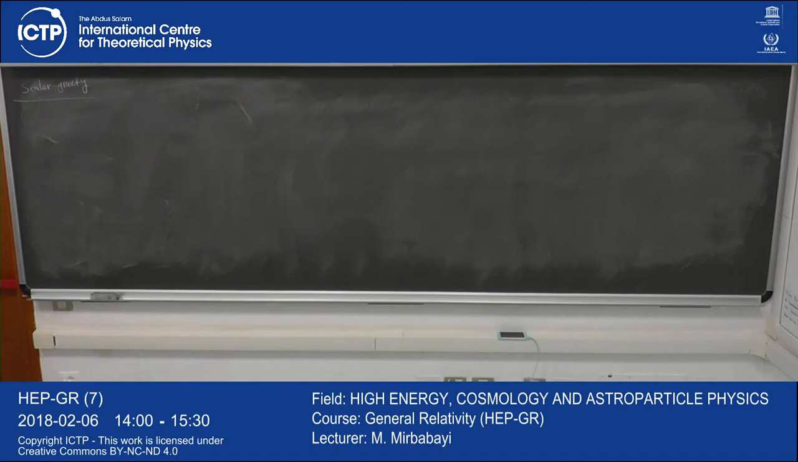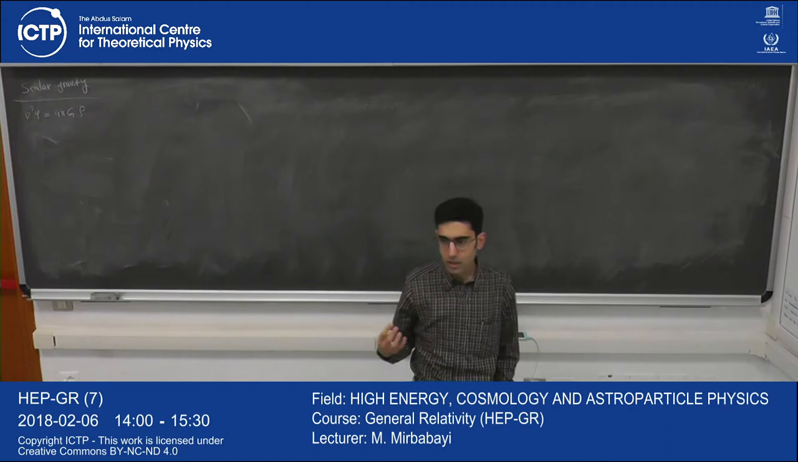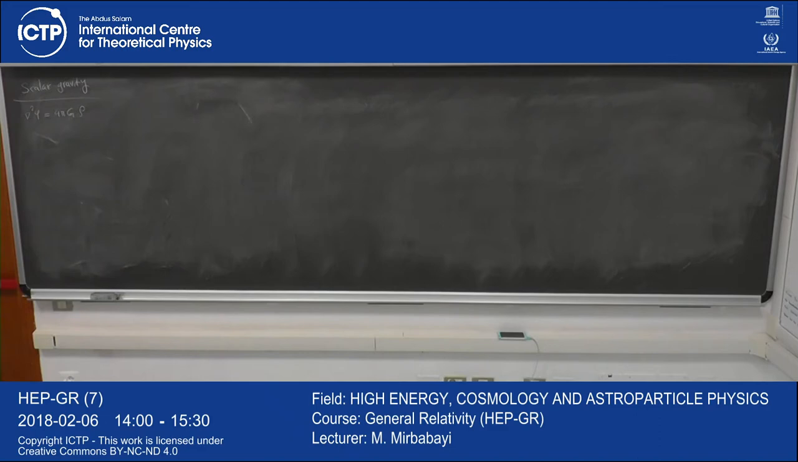So what is the Newtonian gravity? In Newtonian gravity, we have a Newtonian potential which satisfies the Poisson equation. The rho is the mass density, and it is extremely successful in describing non-relativistic gravitational physics, like the solar system. But of course, it is non-relativistic, and so it doesn't fit in a relativistic framework.